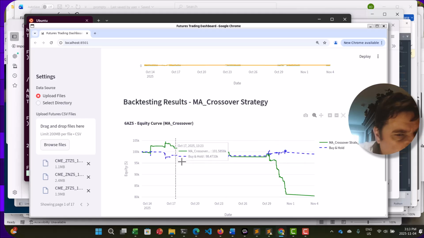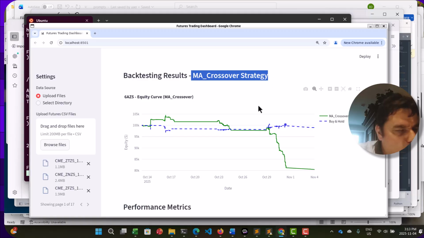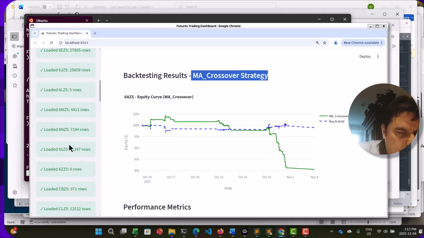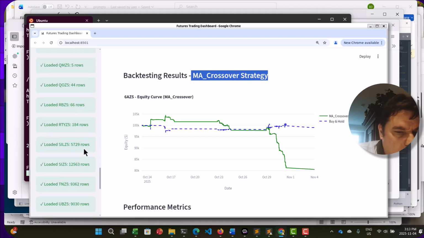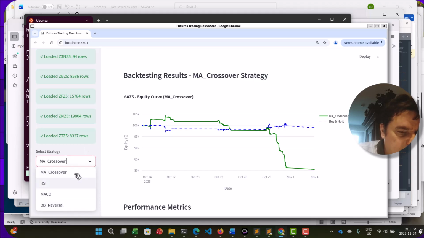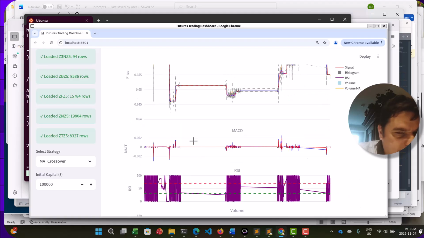So if you were to do a buy and hold type of trading, it shows a comparison to if I was to just do a pure technical moving average cross. Okay, so that might not be all that great. You can see all the data that's being loaded here, the number of rows for each data point. Some of these are going to have a very small amount, like MCL, that's micro oil. You can see here I could change these strategies. Usually the MA crossover is a decent one for simple trading and investing.